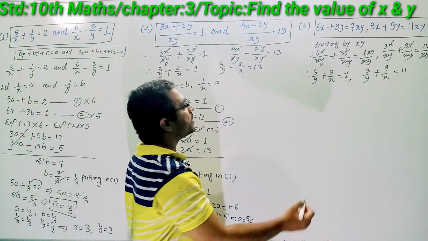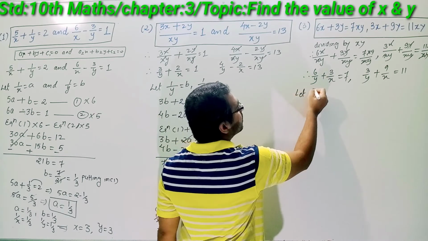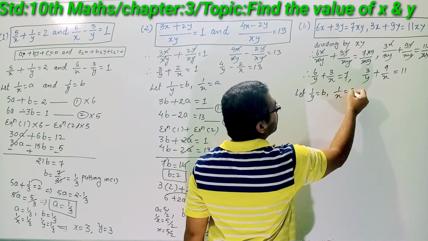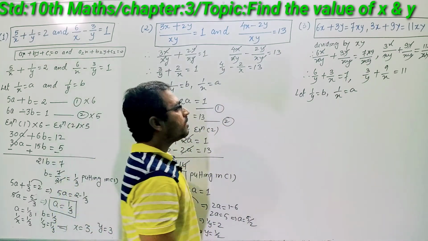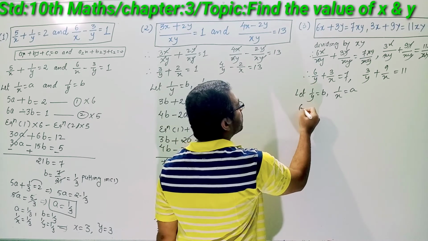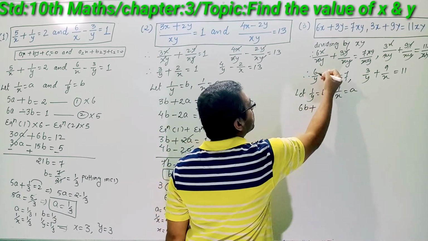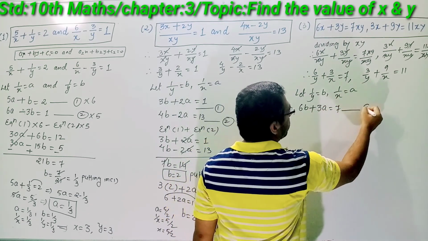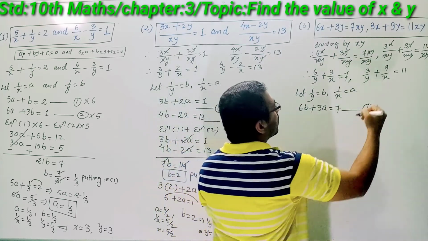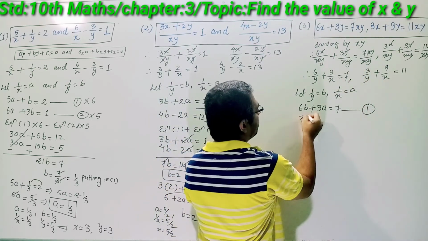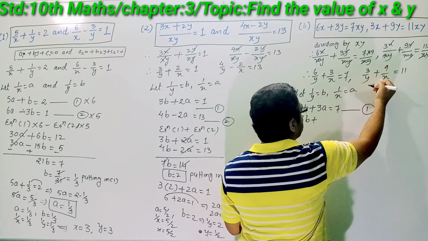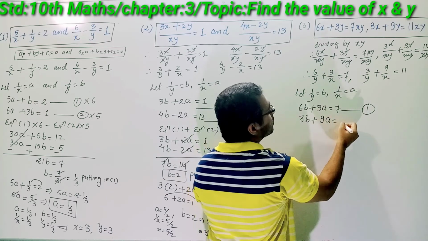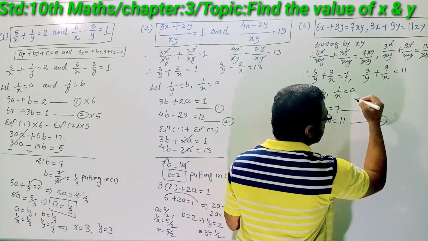Okay students, this is similar to the earlier equation. So what we have to do over here? Let us consider 1 upon y is equal to b and 1 upon x is equal to a. So we can write over here 6b plus 3a is equal to 7. This is equation 1. And 3b, 9 by x means you have considered 1 by x is a. So 9a is equal to 11. This is equation number 2.